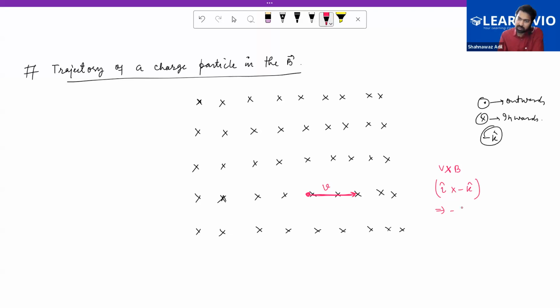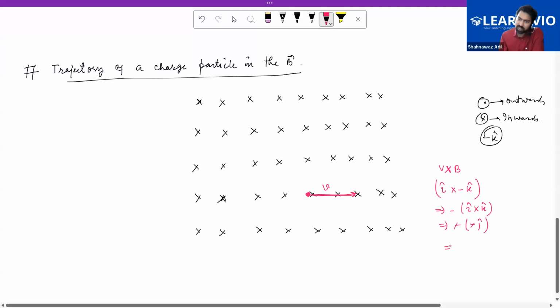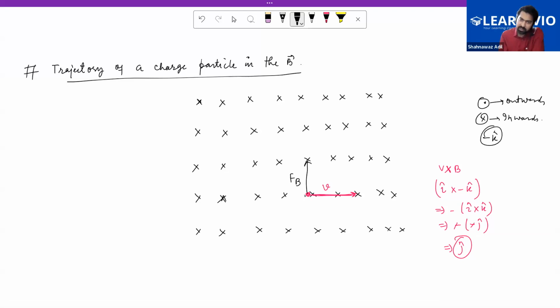So this would be minus of i cross k. And we know that i cross k is what? That is minus j. Minus minus will cancel and this would be j hat. So the magnetic force would be in this direction. This is the magnetic force.